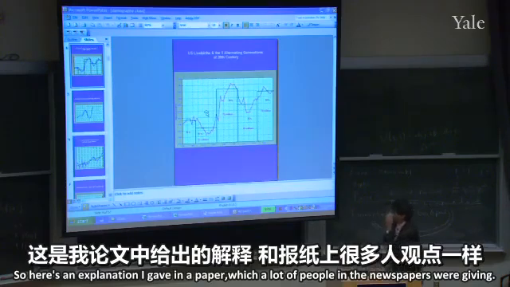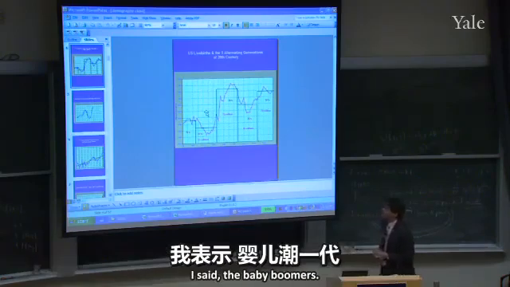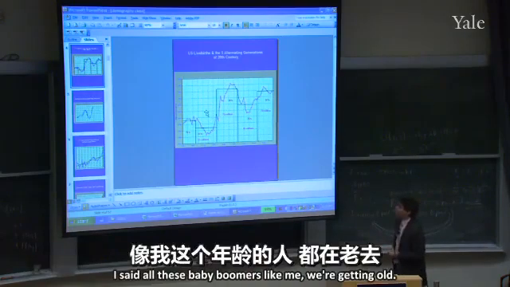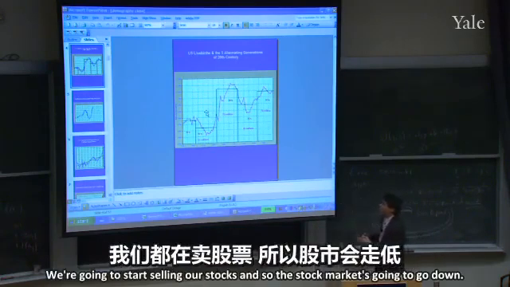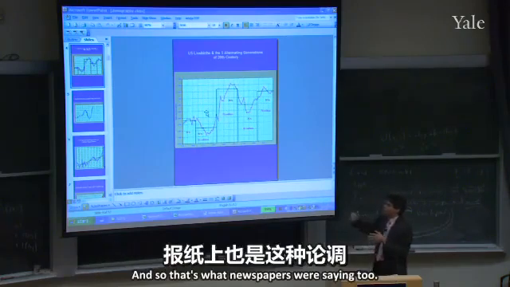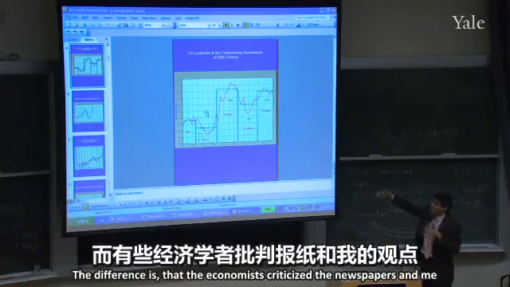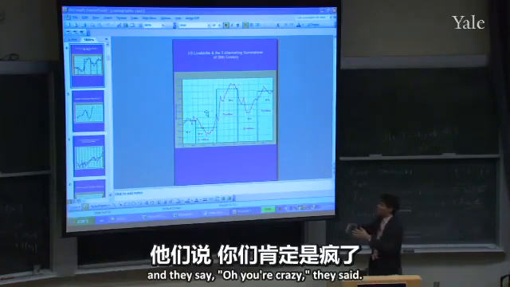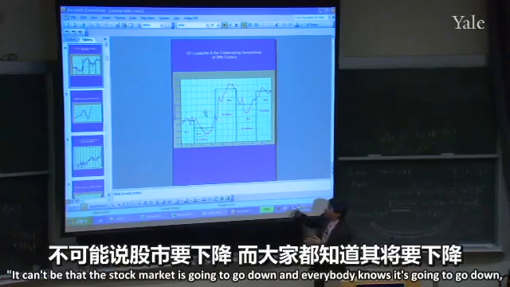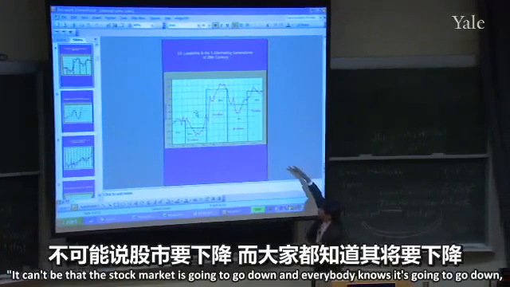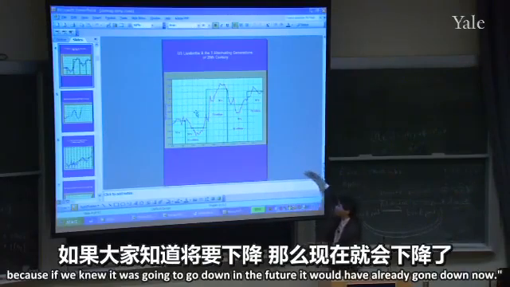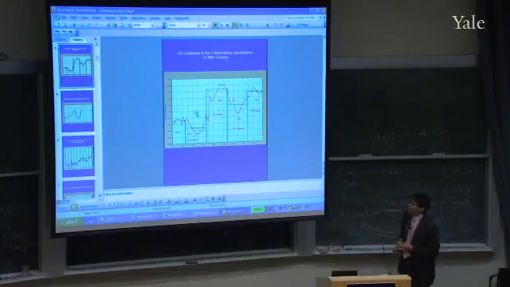So here's an explanation I gave in a paper, which a lot of people in the newspapers were giving. I said, the baby boomers. I said, all these baby boomers like me, we're getting old, we're going to start selling our stocks, and so the stock market's going to go down. And that's what newspapers were saying too. The difference is that the economists criticized the newspapers and me, and they said, oh, you're crazy. It can't be that the stock market is going to go down and everybody knows it's going to go down, because if we knew it was going to go down in the future, it would have already gone down now.